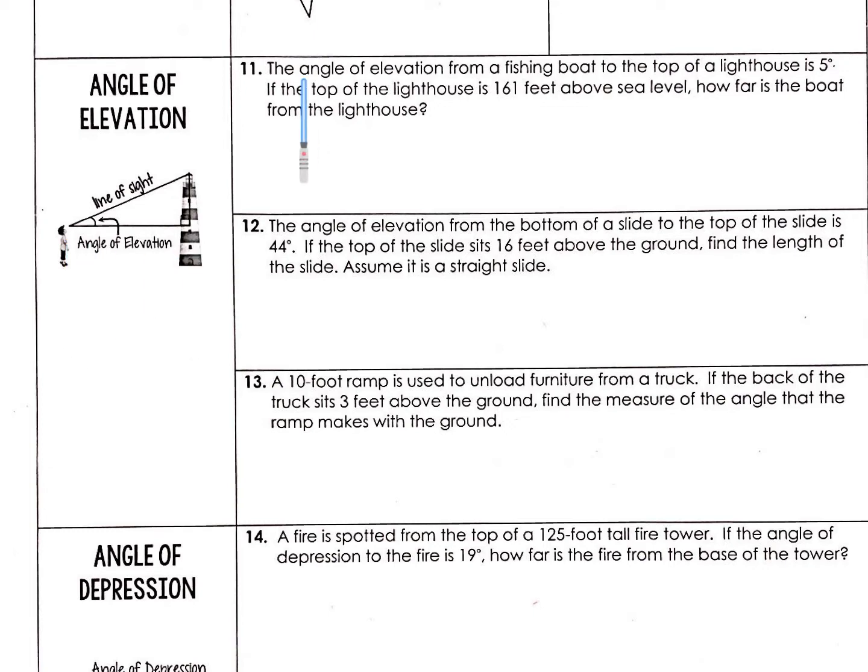So on this one, it says the angle of elevation from a fishing boat to the top of a lighthouse. Imagine that this is a fishing boat here, to the top of the light post. It's telling you the line of sight. The boat would be looking up at the top of the light post. You always have to have a line parallel to the ground from the eyes. This is your baseline, if you will.